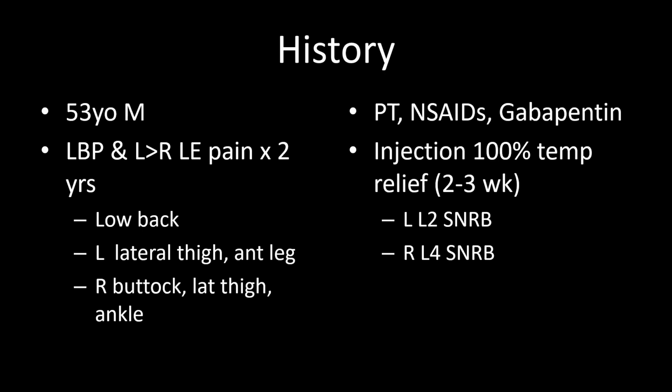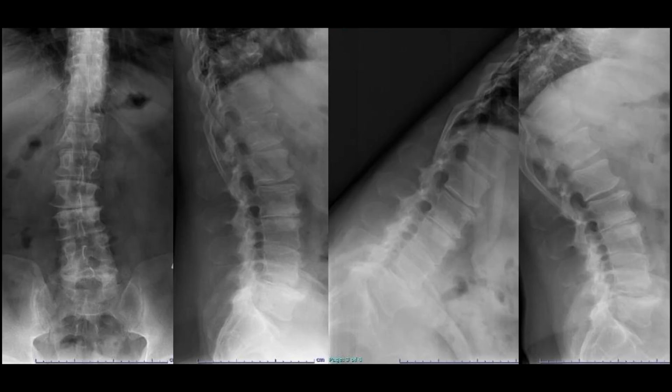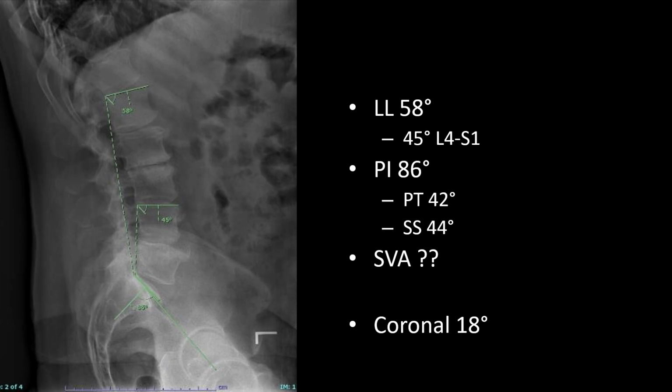You can see some injections, selective nerve root blocks at L2 on the left, and on the right at L4, both of which were fairly positive. And you can see the imaging here, the degenerative scoliosis, about 18 degrees, the diffuse spondylitic changes, the degenerative disc disease at multiple levels, and then the flexion extension views, really without any evidence of instability or spondylolisthesis.